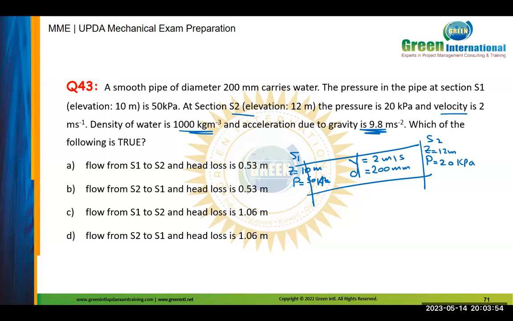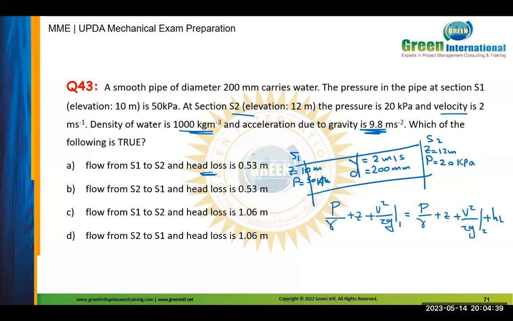How to write the equation? General equation between 1 and 2: P over gamma plus Z plus V square over 2g at state 1. Any pump, something like this? No. Equals P over gamma plus Z plus V square over 2g at state 2, plus H losses. You have losses? Yes, this is required actually. But one point, please: why do we write the losses here on the second side? Actually, you don't know the flow from 1 to 2 or from 2 to 1. And we know the losses, so you add it on the second side, the low energy side.